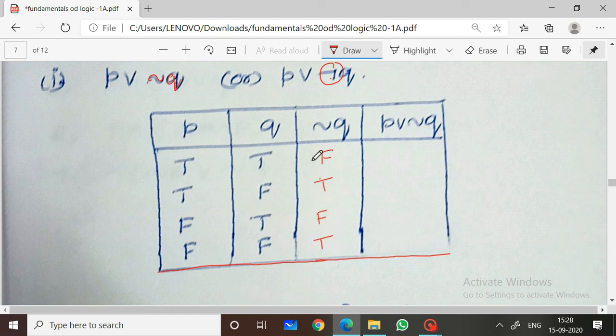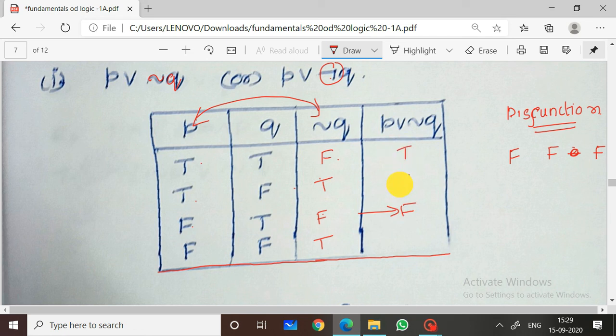Now P disjunction negation Q, or P or negation Q. That is, let us see the disjunction value of these two. What is the condition there? If both P and Q are false, the truth table value will be false, and in all the remaining cases it is true. So see here, this is true, false, true, true, false, false. So in this condition only the value is false, and in all the other cases it is true.